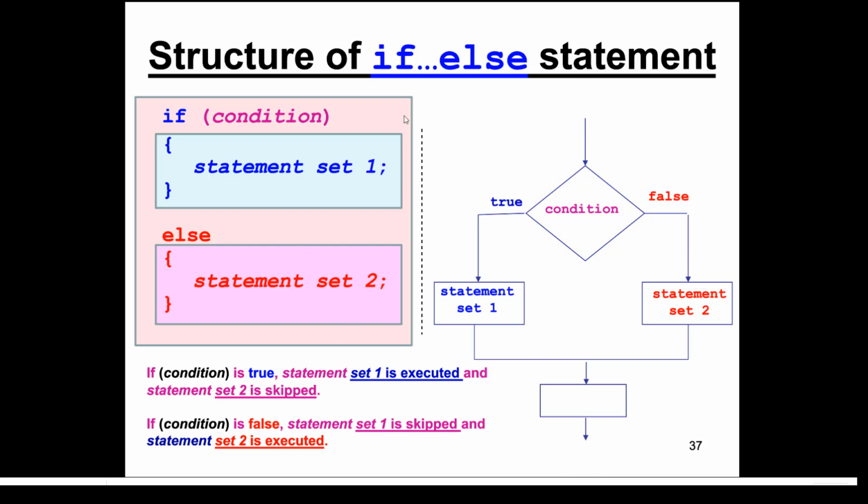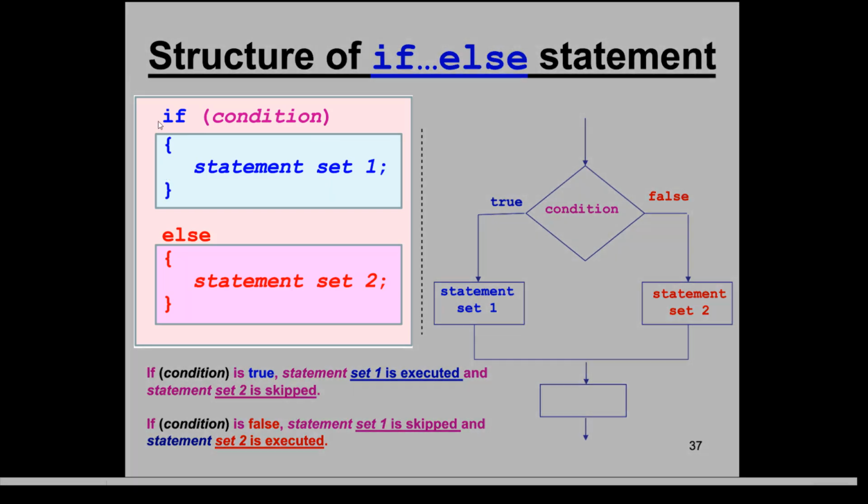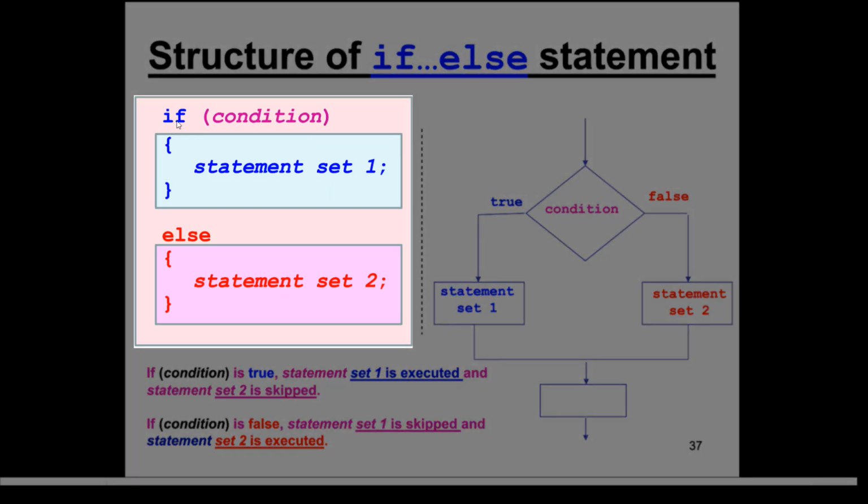So how do we write this in C++ programming? What is the syntax? Similarly, you have if and the condition, and you put the body of the statement for statement set 1, and now we have else, and you write your statement set 2. So whatever statement for the false condition goes after else.